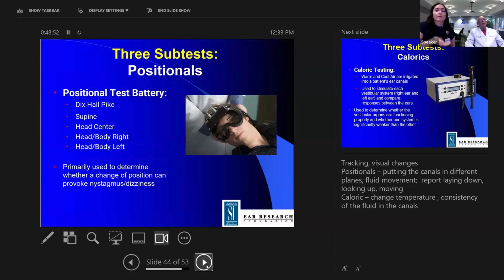Then we'll move on into positional testing. And this is where we want to see if your eyes are moving appropriately when we lay you down, or if we can provoke any sort of dizziness or eye movement.